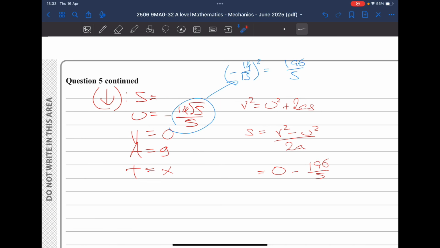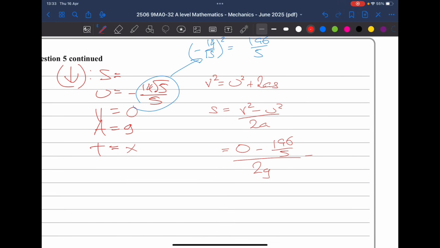So the negative did go, do you know what I mean? But we still have that one negative from here. So no matter what, this should have always been a negative term on the top there. Underneath then, 2 times g. Nice and simple, 2 times g. So what do we have in the end? We can times top and bottom by 5. We're going to have minus 196 over 10g.